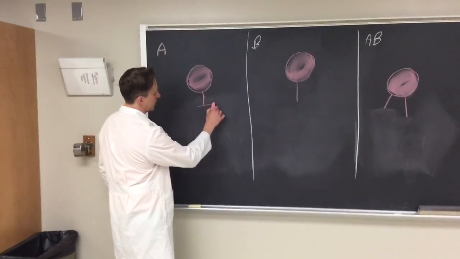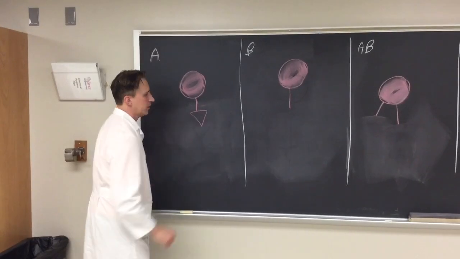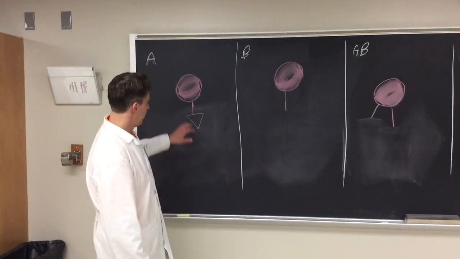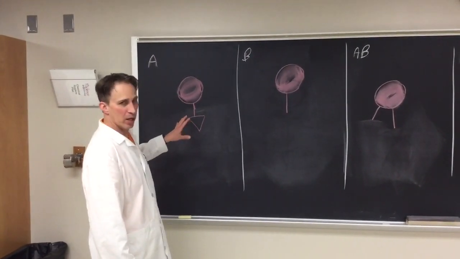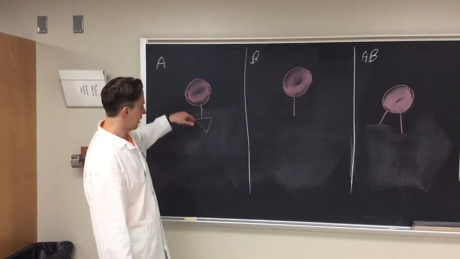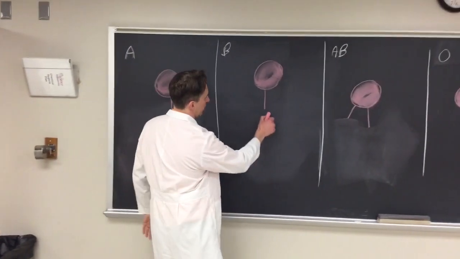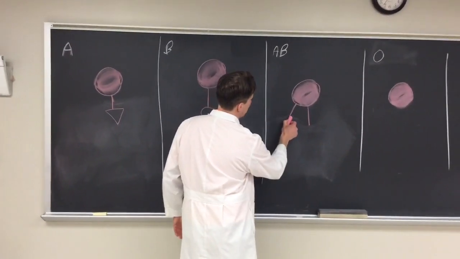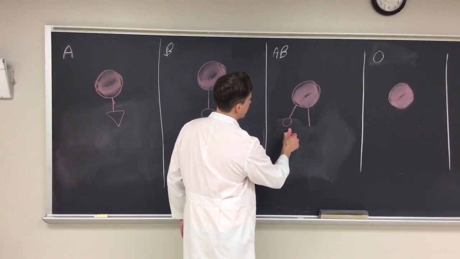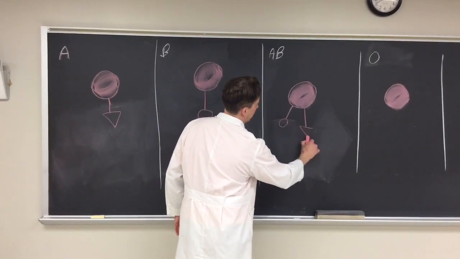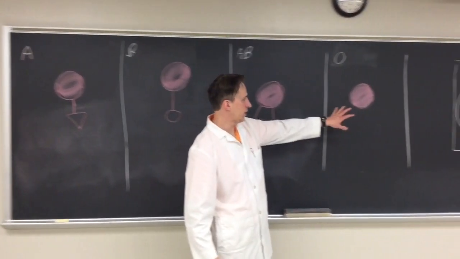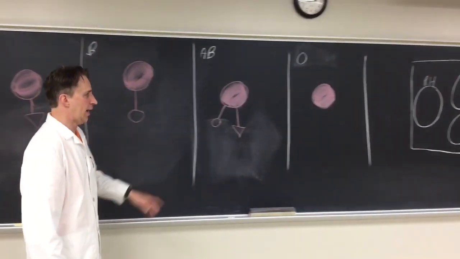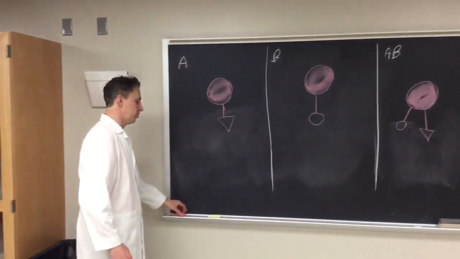On our red blood cells, we have a protein called an antigen. This, and I'm just making up a shape. It is not a triangle. I just did it because it kind of looks like an A. The next one, we're putting a circle just because why not? And over here on AB, you're going to have the B antigen and an A antigen. And if you're blood type O, you do not have either of these 2 antigens on your blood.